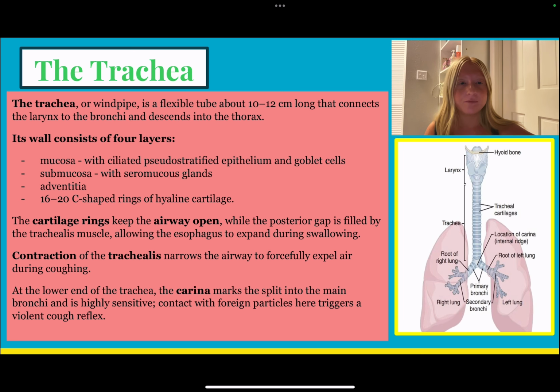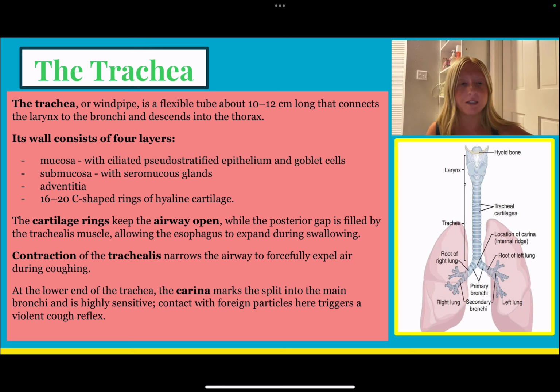The trachea, or windpipe. This is a flexible tube about 10 to 12 centimeters long, and it connects the larynx to the bronchi and descends into the thorax. Its wall consists of 4 layers: the mucosa, submucosa, adventitia, and about 16 to 20 C-shaped rings of hyaline cartilage.